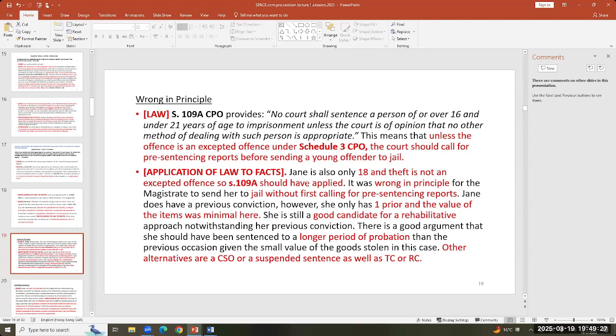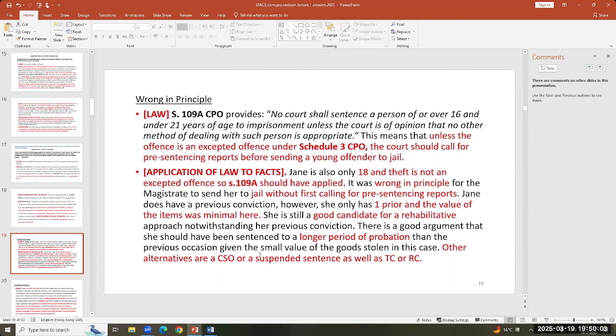And the magistrate should not have imprisoned her without first calling for pre-sentencing reports. She does have a previous conviction for theft, but the value of the items is minimal here. So she is a good candidate for a rehabilitative approach, perhaps a longer period of probation, or maybe a community service order, or maybe training center or rehabilitation center. Remember, she can't go to the detention center as a female, possibly even a suspended sentence.